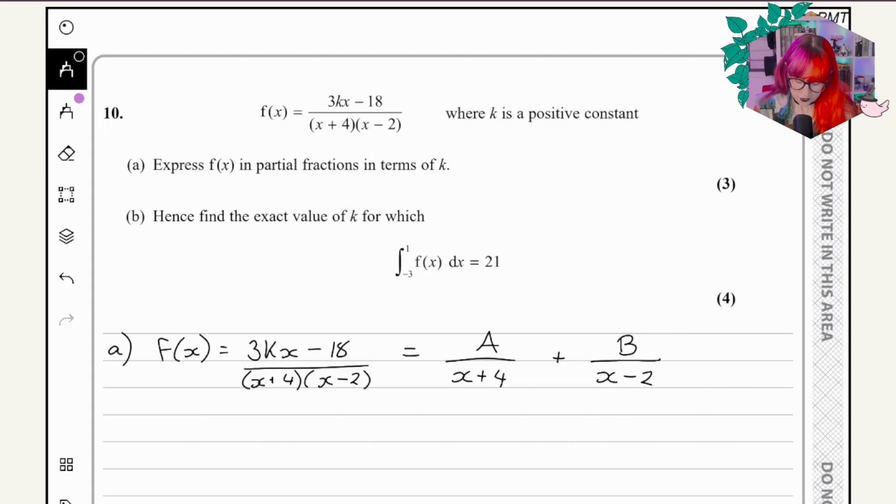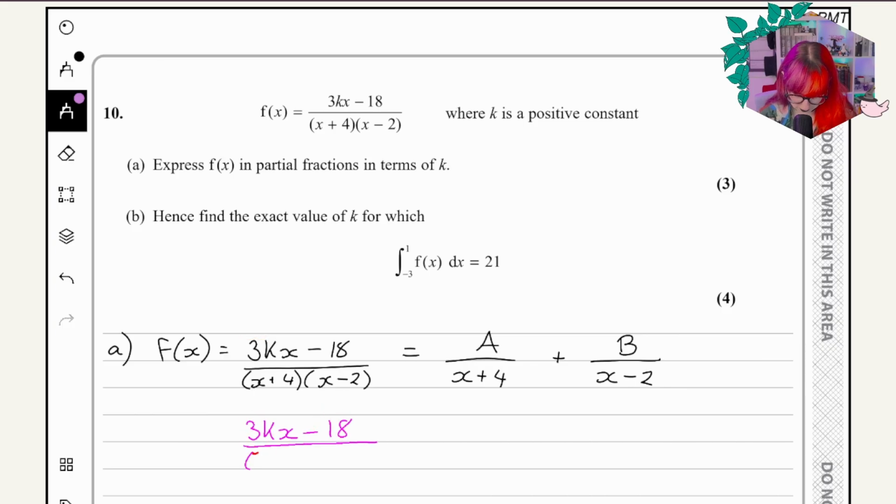So in order to do that, we have to convert this side back into a single fraction by doing that addition, and then comparing what's missing on each side. So what do I mean by that? Well, if we expand out this term, if we ignore this bit for the minute, so we just look. So if we had 3kx minus 18 over x plus 4, x minus 2. And that is definitely equal to a over x plus 4 plus b over x minus 2.